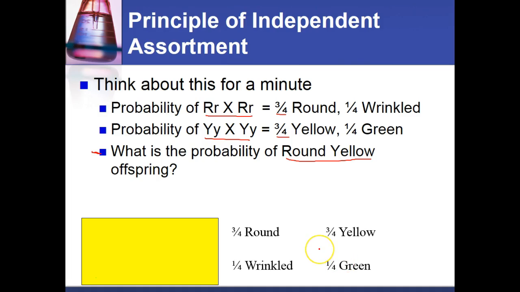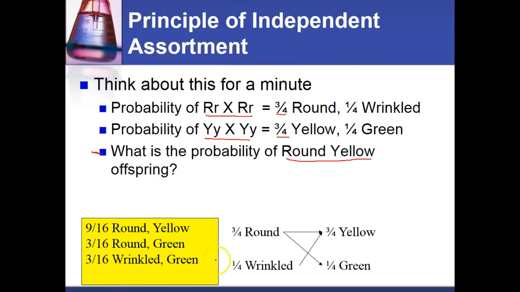If we use our arrows like we did in one of the beginning questions, we take 3/4 times 3/4. 3/4 times 3/4 gives us 9/16. 3 times 3 is 9. 4 times 4 is 16. 9/16 of them will be round and yellow. 3/4 times 1/4 gives us 3/16 will be round and green. 1/4 times 3/4 gives us 3/16 are going to be wrinkled and yellow. And 1/4 times 1/4 gives us 1/16 is going to be wrinkled and green.